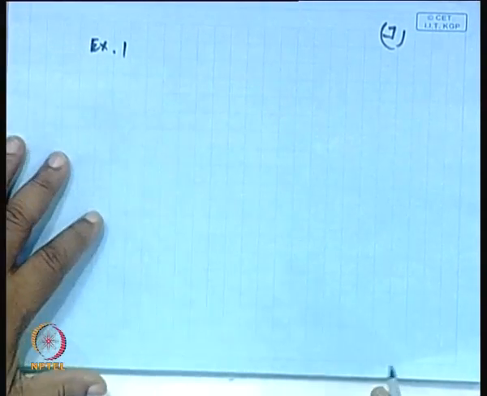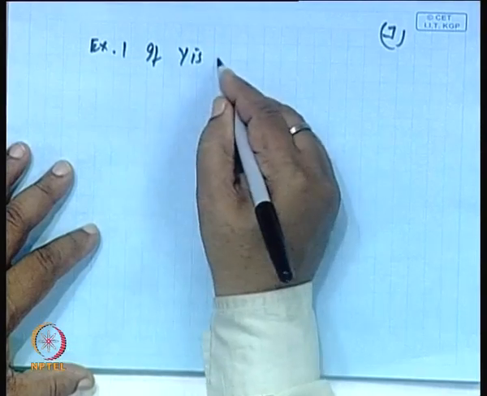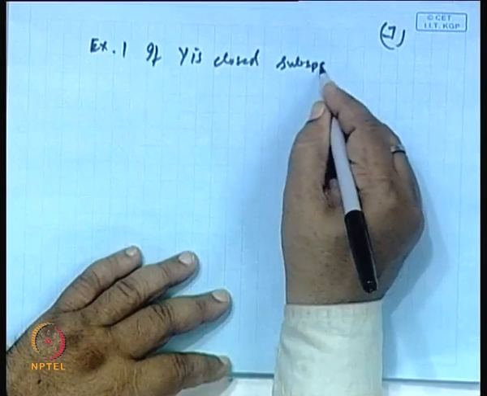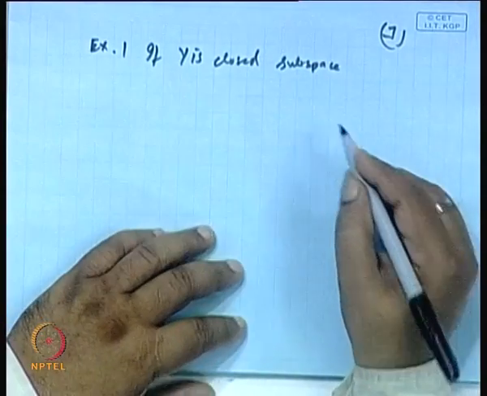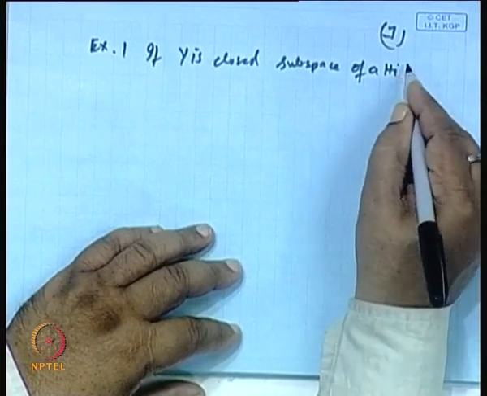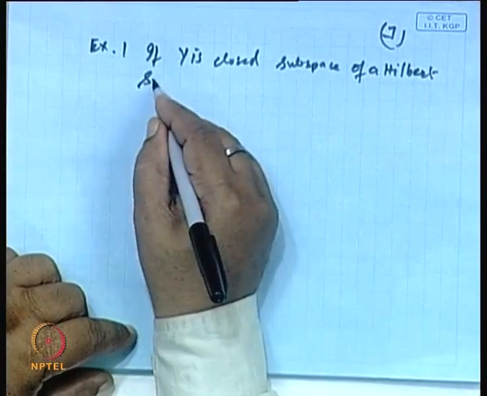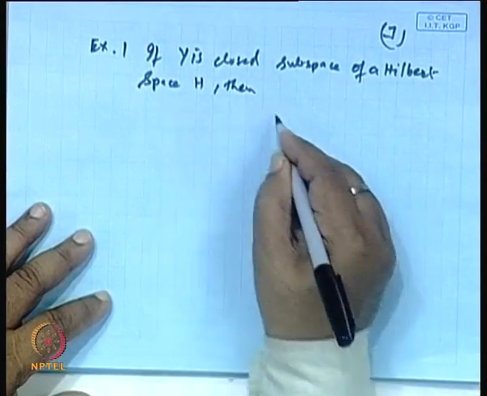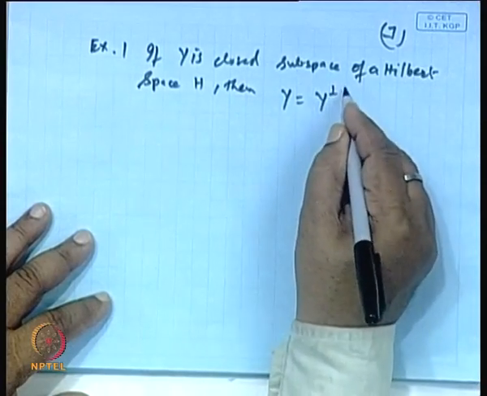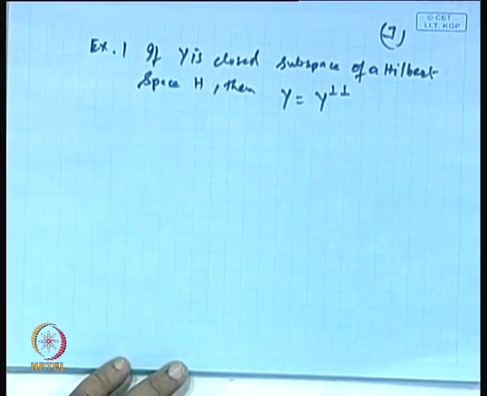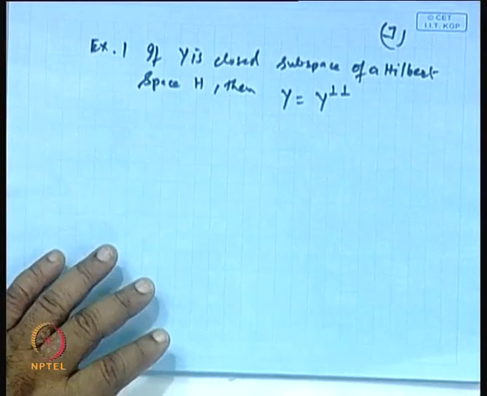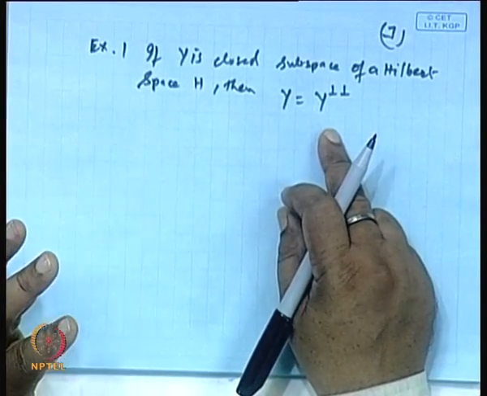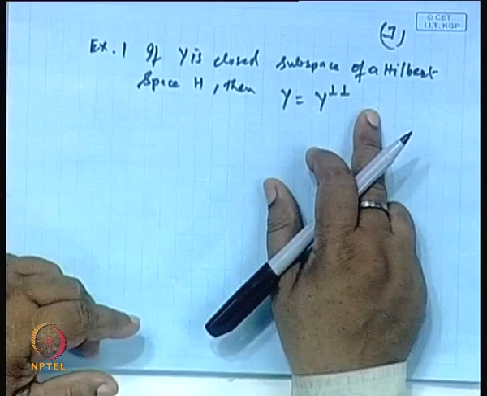The first is, if Y is a closed subspace of a Hilbert space H, then Y is equal to Y perpendicular perpendicular. We have the equality sign provided the subspace Y is closed. In general, Y is a subset of Y perpendicular perpendicular, but equality holds if Y is a closed subspace.